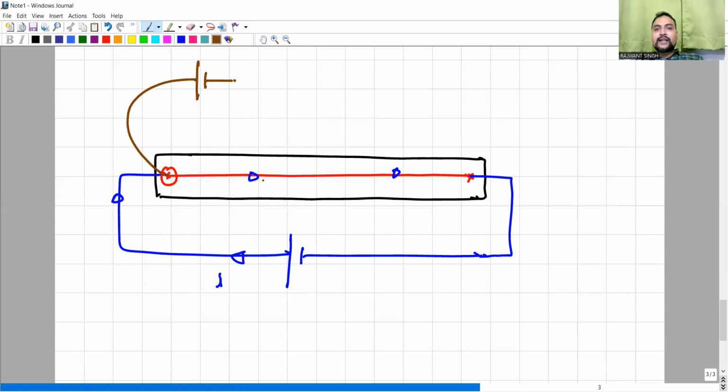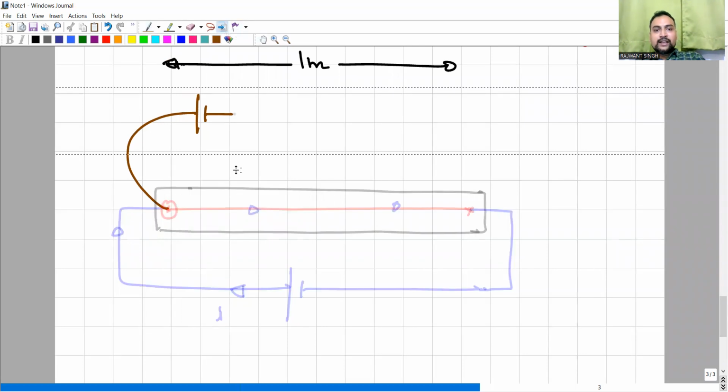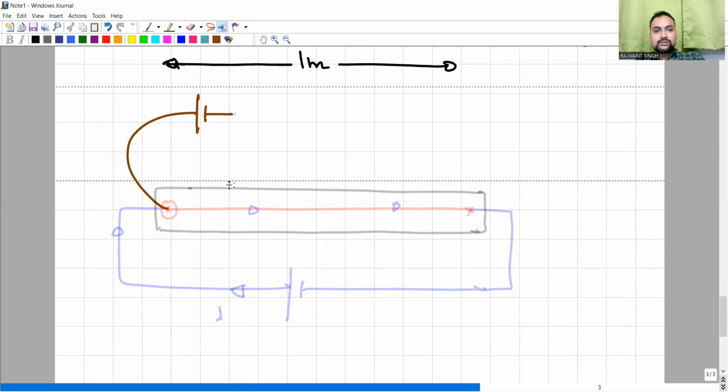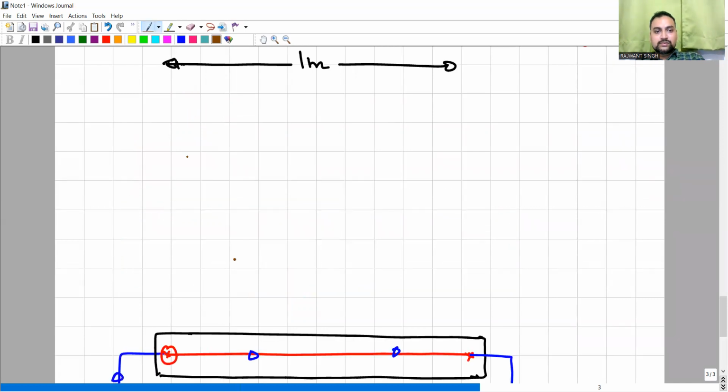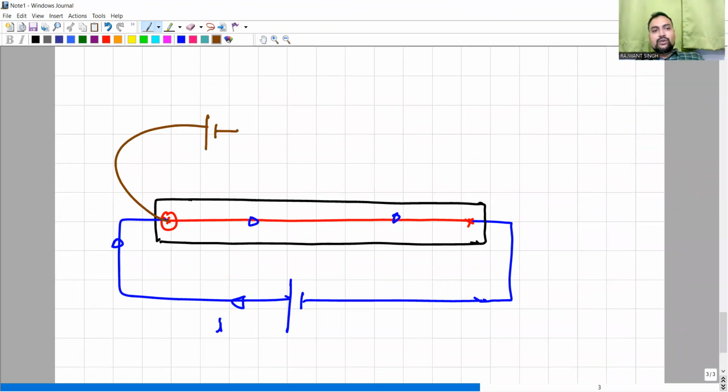Then from this end you connect another cell, and you don't know the EMF of this cell. So let's say this cell happens to be an unknown EMF cell. We don't know the EMF of the cell. We just want to calculate it.